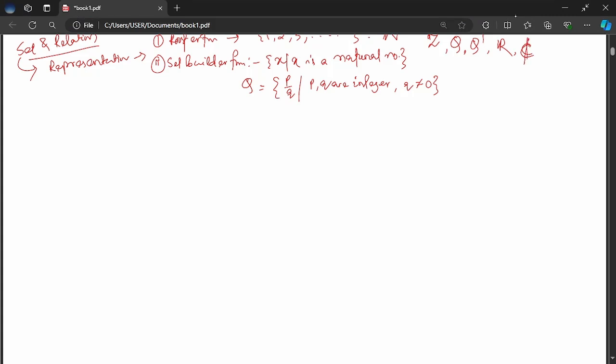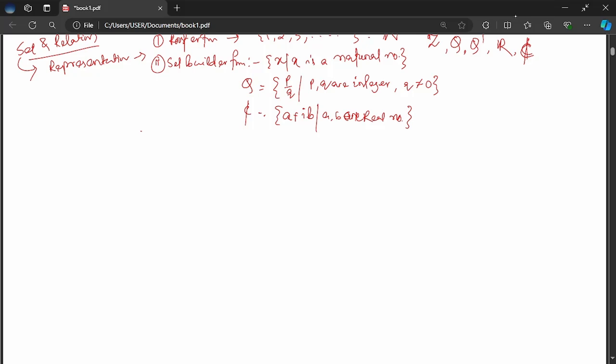Complex numbers are in the form a plus ib, where a and b are real numbers and i is the square root of minus 1. So this is all about the representation of a set. We generally name the set with capital alphabets.